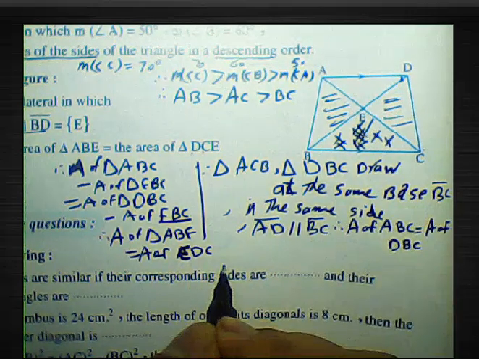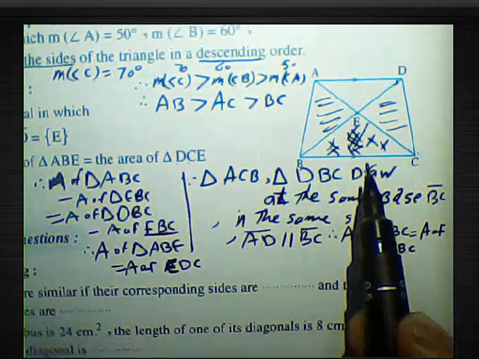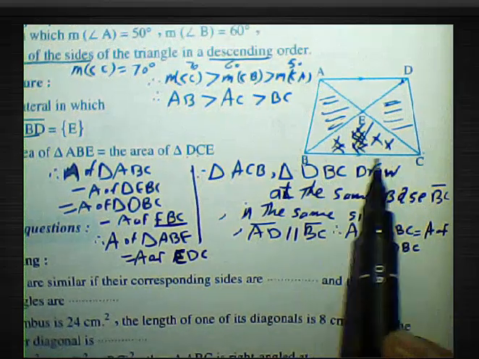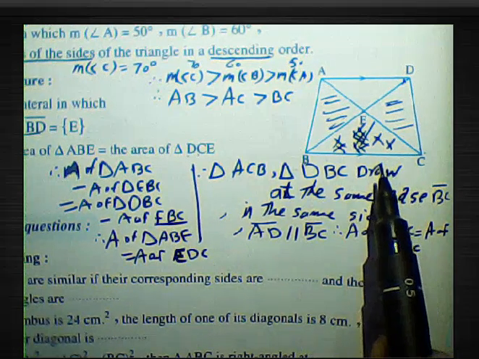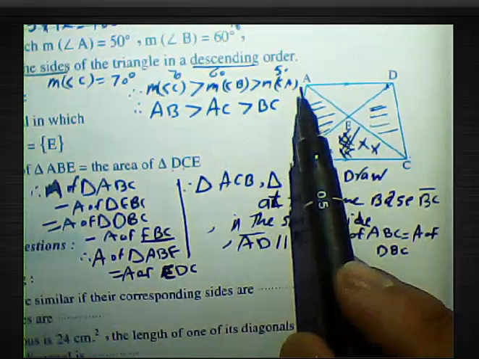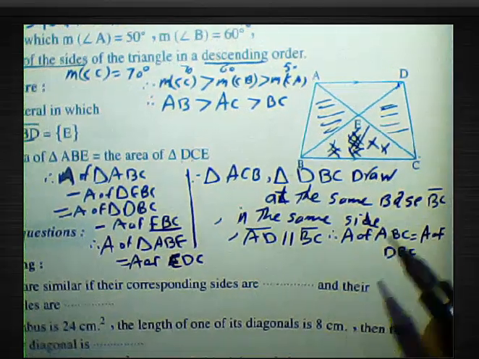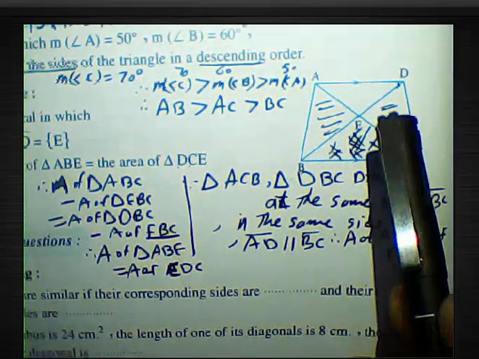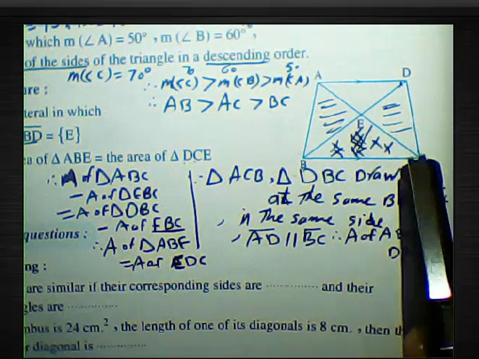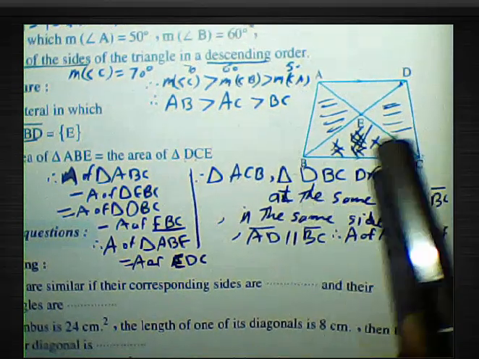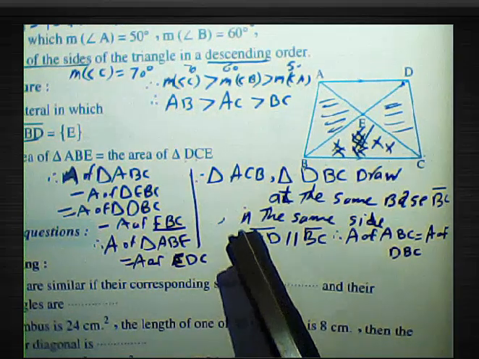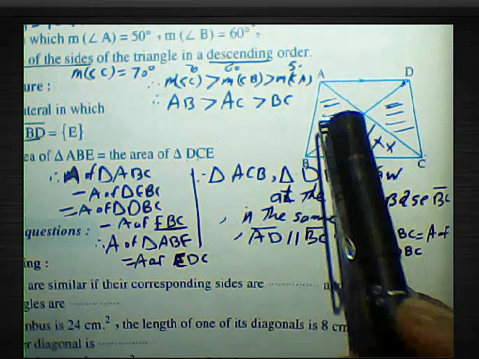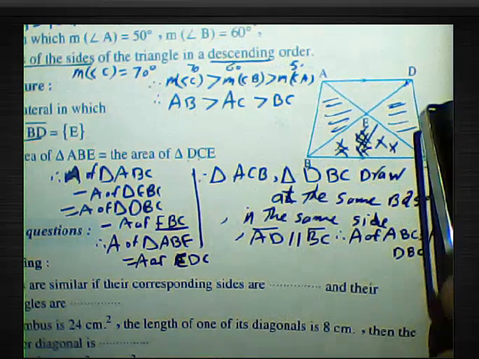Understood? Again, we have two triangles DCB and ECB drawn on the same base and in the same direction from the base BC, and the two triangles are included between ED and BC, drawn between two parallel straight lines. Then the area of the first triangle equals the area of the second, ACB equals DCB in area. And you can cancel this triangle from the right-hand side and left-hand side. Then the area of triangle ABE equals the area of DCE.